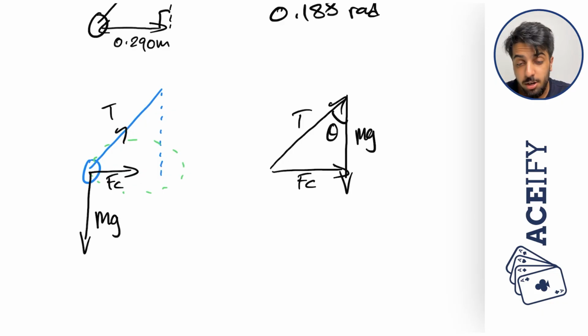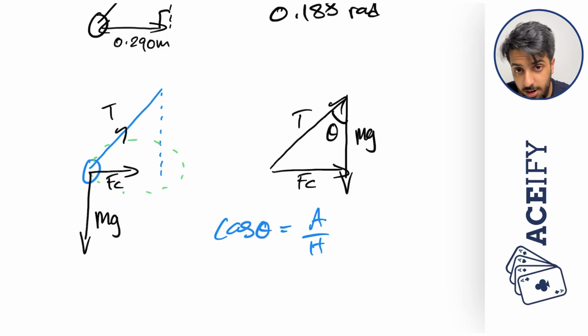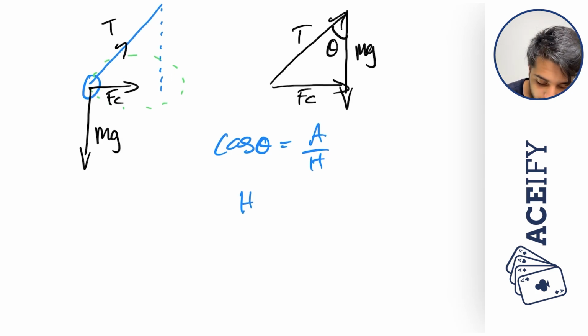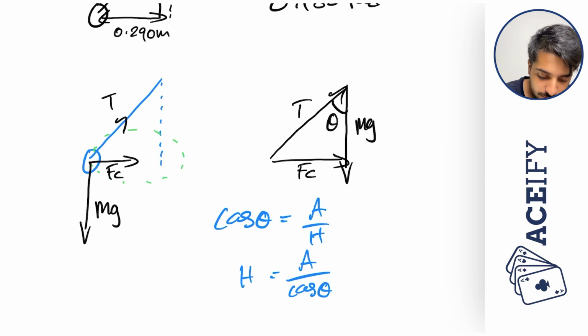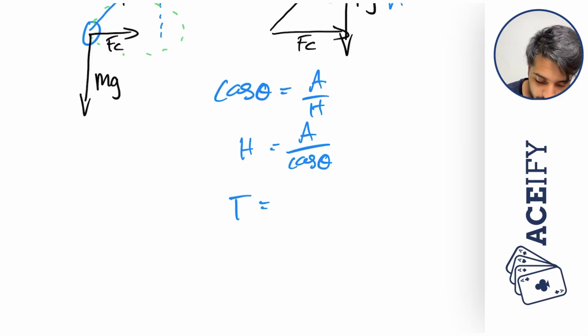So now as we have our adjacent and we're trying to find our hypotenuse, we can use our cos relationship. We know that cos theta is equal to the adjacent side all over the hypotenuse. We're trying to find our hypotenuse, so we can rearrange. So our hypotenuse is equal to the adjacent side all over cos theta. Now we know our hypotenuse is the tension force and our adjacent side is the weight force. So we can plug that in, saying our T is equal to mg all over cos theta.